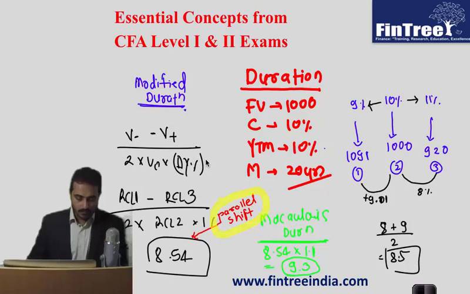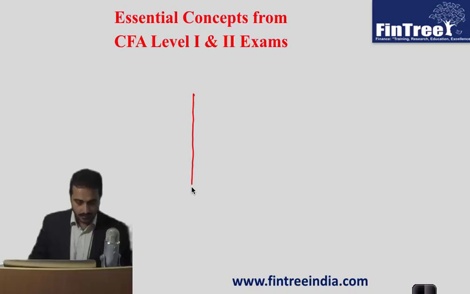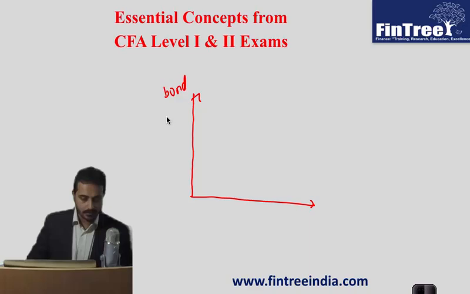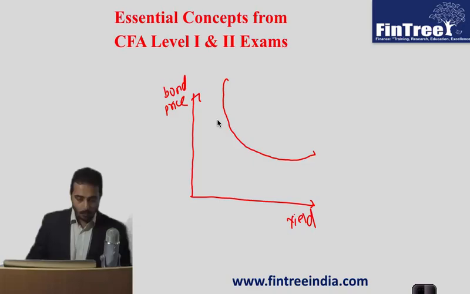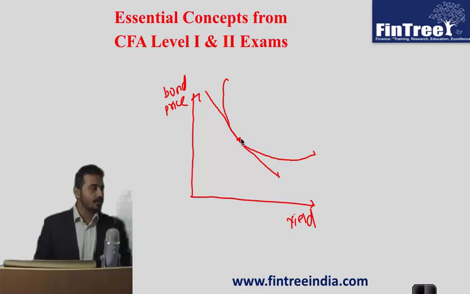If I have to put this on a graph, the true relationship between yield and bond prices. So let me put bond price here. Let me put yield here. The true relationship, as we know, is convex towards the origin. What duration essentially does is it captures the linear relationship between the two. So it tells us a 1% change will change the bond price by this much.